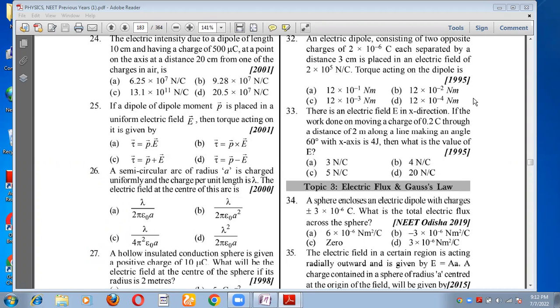Anyone having any clue how to solve this question? Any idea? Sir, we can find potential difference and then we can find electric field. Who is telling? Akshay. So you are saying first we have to find potential difference, then we can find electric field. Okay. Anyone else?